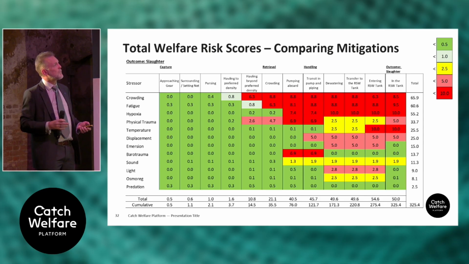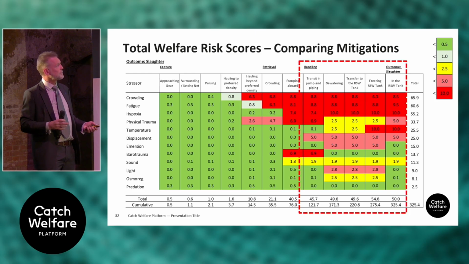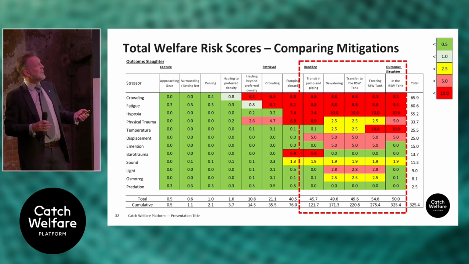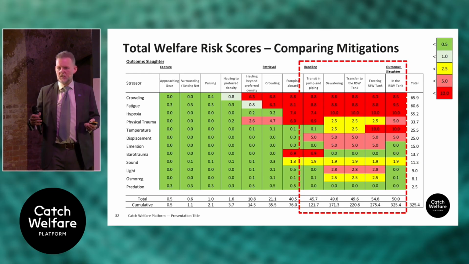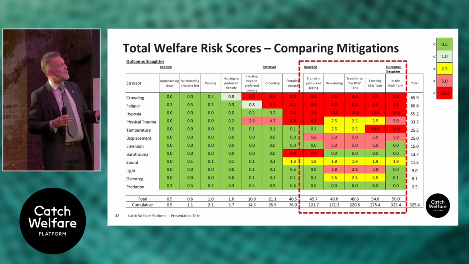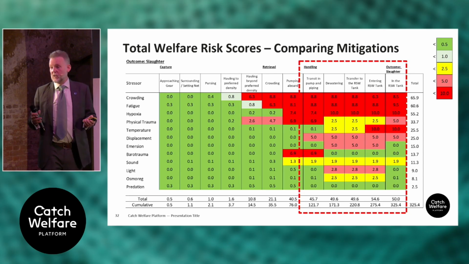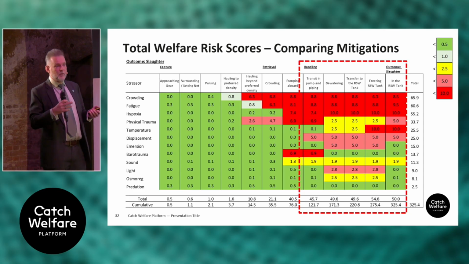There's another way of looking at this as well. We can see that these phases are by far the worst during the whole operation. So it's the handling and slaughter which is the worst. So what could we do? Could we have interventions? Could we actually step in at some point, for example, by stunning the animals and actually reduce the stressors?